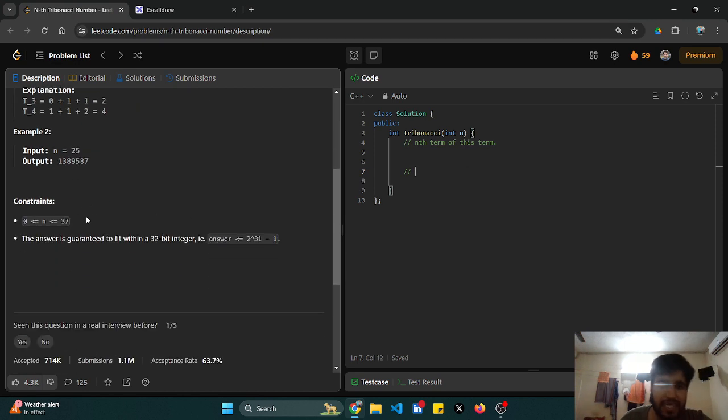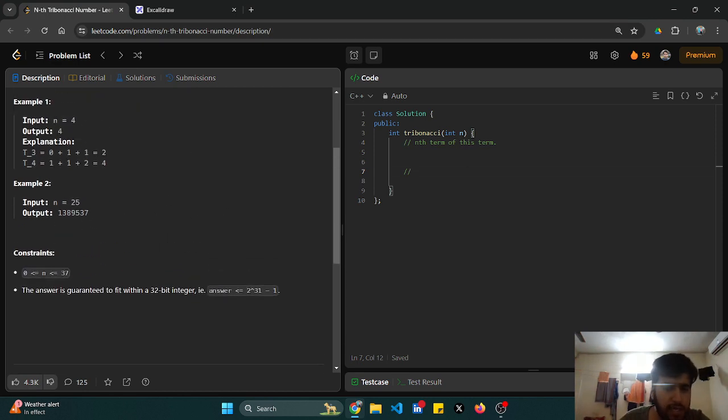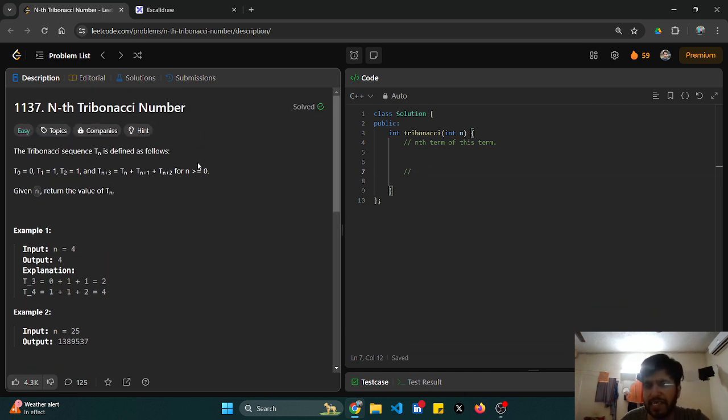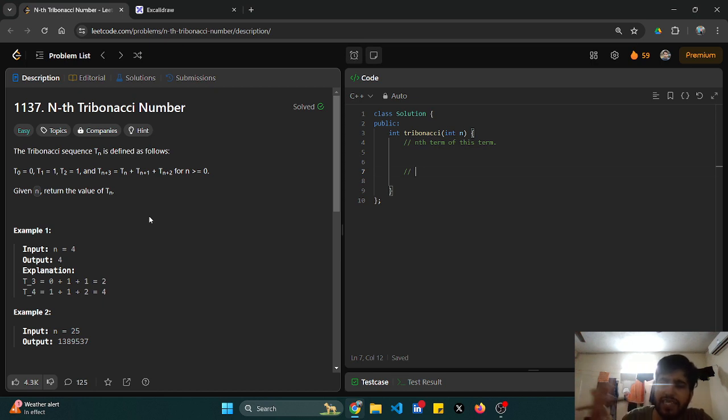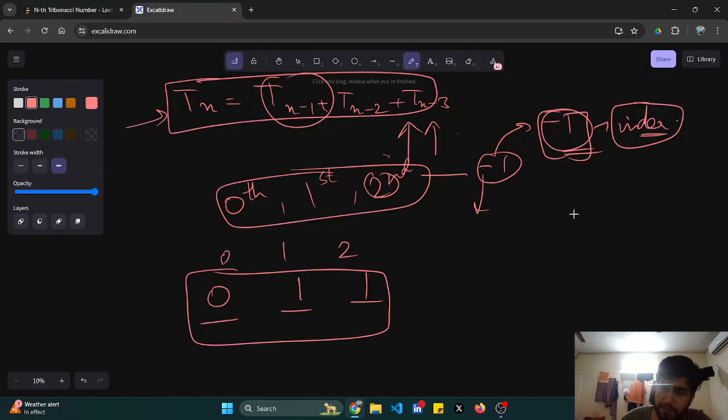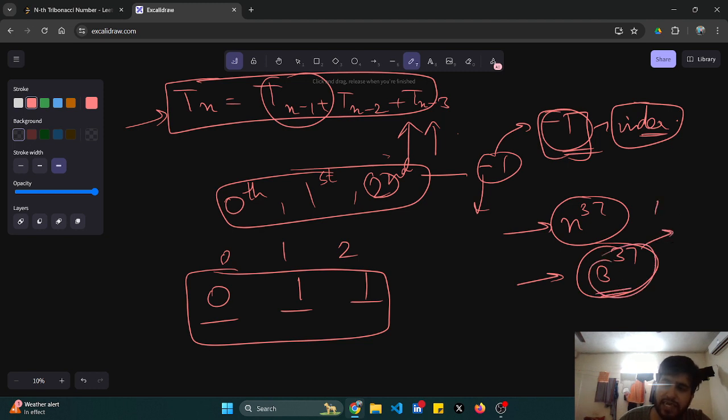Let us see the constraints. N is up to 37. So it is quite easy, because n is up to 37. Just try to remember, if you go by the recursion approach to find the nth Tribonacci number, it won't work. Why? Because you will have 3 raised to power 37 combinations, basically this number of operations will be performed, and it is not possible to perform so many operations on an online compiler. So this is the limitation.